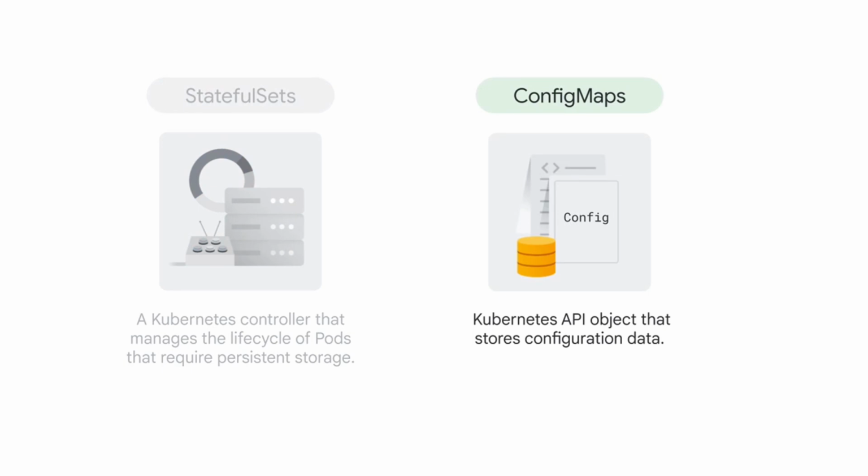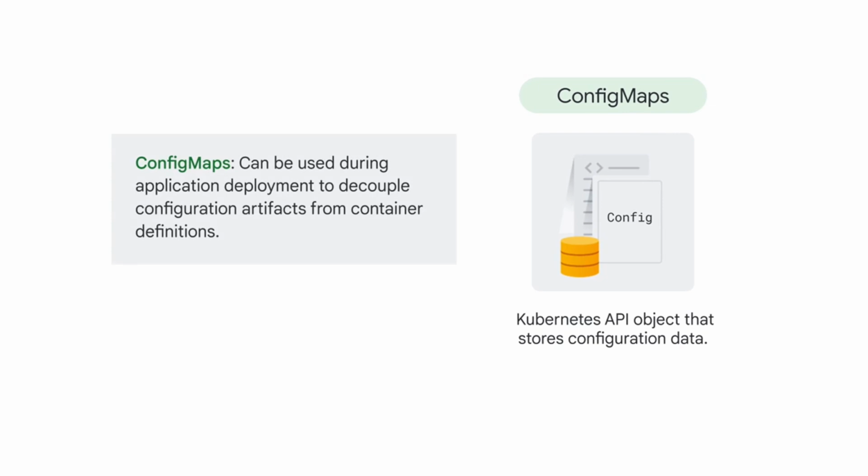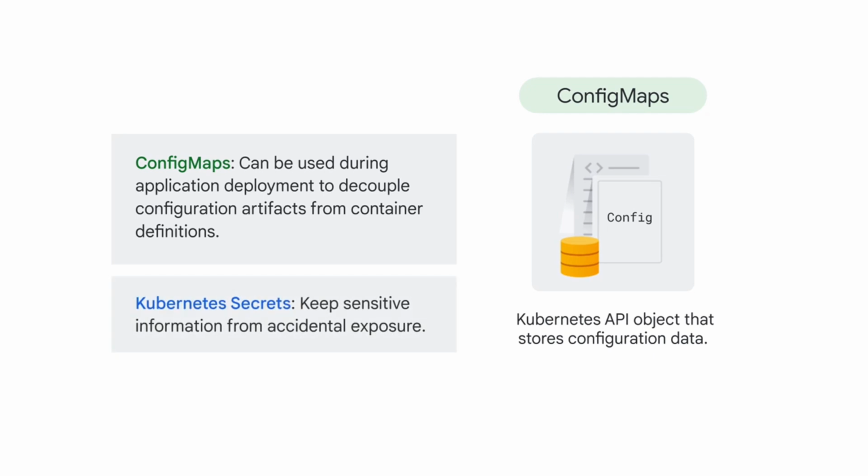Config maps are a Kubernetes API object that stores configuration data. They can be used during application deployment to decouple configuration artifacts from the container definitions. To keep this sensitive information from accidental exposure, Kubernetes secrets can be used.